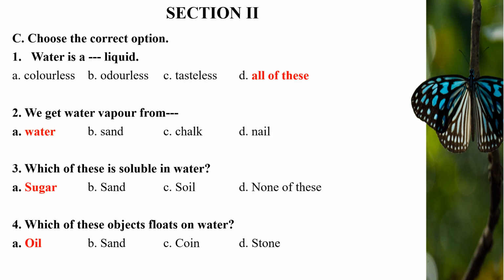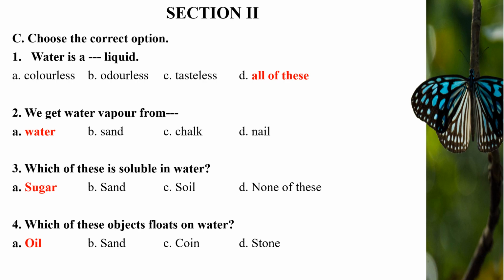Choose the correct option. First, water is a dash liquid. Options are colorless, odorless, tasteless, and all of these. Correct answer is D, all of these. Water is a colorless, odorless, tasteless liquid. Second, we get water vapor from dash. Options are water, sand, chalk, and nail. Correct answer is A, water. We get water vapor from water.